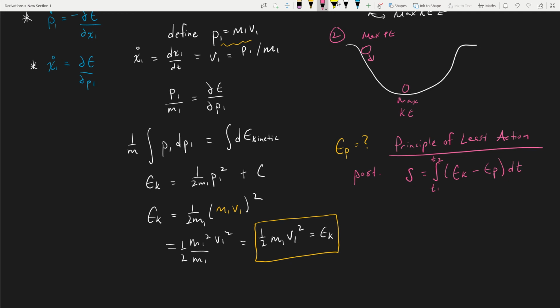Now, what I've already told you, we've already defined what potential energy is, and I've said we don't know what EP is. So we're going to dig into this next time. And the postulate here is that this quantity S is minimized. This is a very, once again, a grandiose comment about nature. And what the comment is that nature exists in such a way. The laws of nature follow this principle of least action such that capital S here is a minimized quantity.